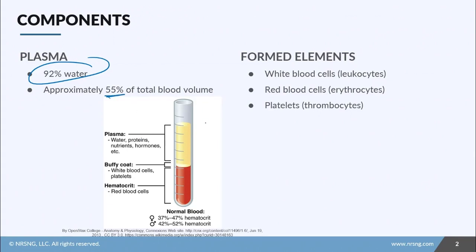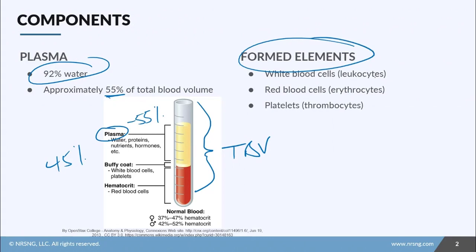And what do I mean when I say total blood volume? Well, if we look in this tube here, this is the total blood volume, TBV, and it's made up of different percentages. So plasma takes up 55% of that blood volume. The other 45% is made up of this stuff called formed elements. Now, the formed elements are white blood cells, red blood cells, and platelets. So your buffy coat is actually going to be your white blood cells and platelets, and your red blood cells are going to make up your hematocrit. And it's going to vary depending on different genders, but for the most part, it's about 45%.